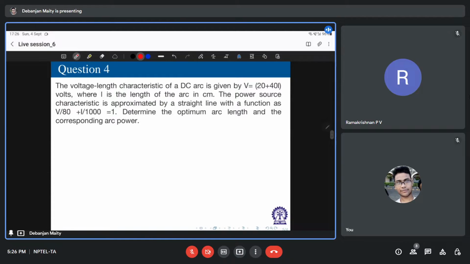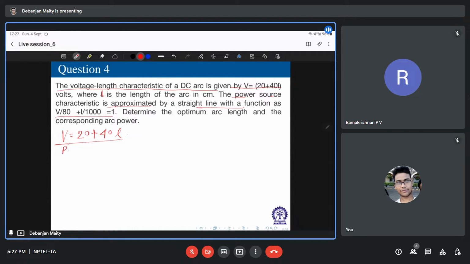Let's move to the next question. The next question tells that the voltage length characteristic of a DC arc is given by V equal to 20 plus 40L. So it gives a linear relationship between voltage and arc length, where L is the length of the arc in centimeter. Now your power source characteristic is approximated by a straight line with a function of this.